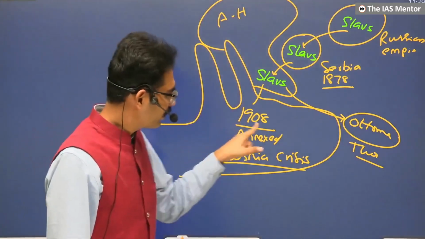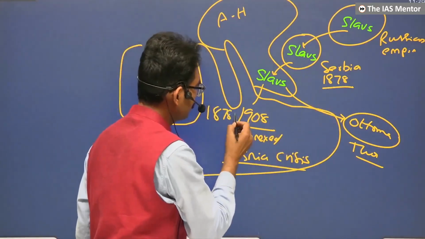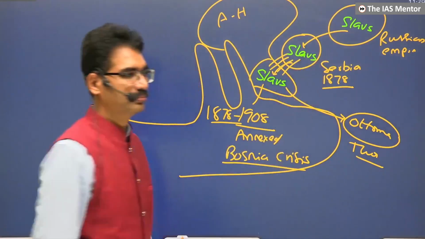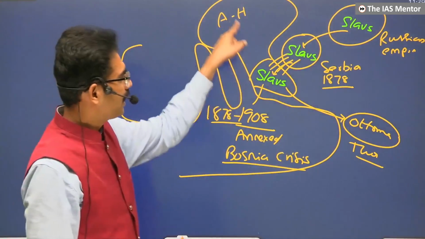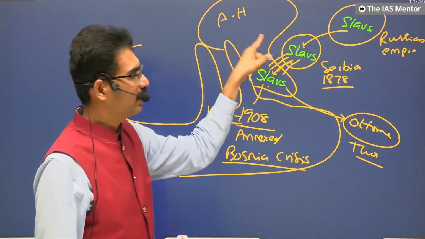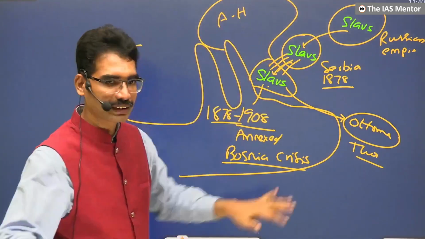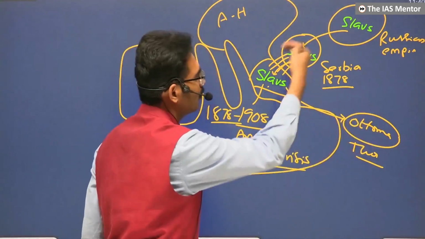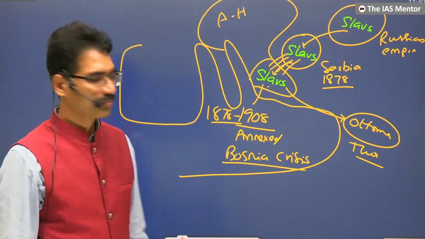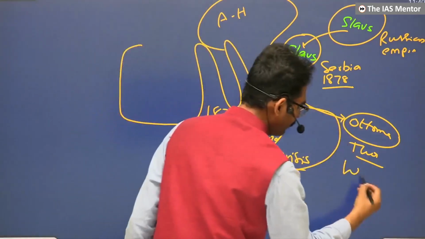Now in 1908, meanwhile between 1878 and 1908, Slavs were trying to capture this area and mix with them. Austria-Hungary decided that if these people go away from Austria-Hungary, other people will also ask for independence. So let me directly annex. Now no more Ottoman, no more Slavs, and this area became part of Austria-Hungary. The moment it became so, the Ottomans were further weakened.